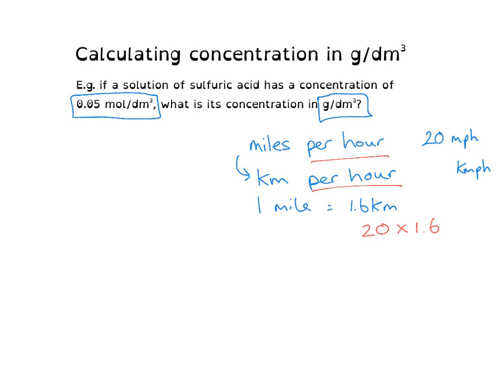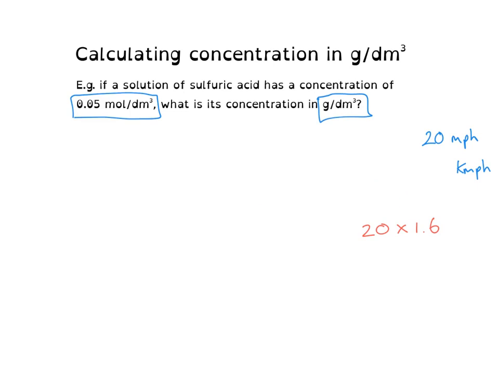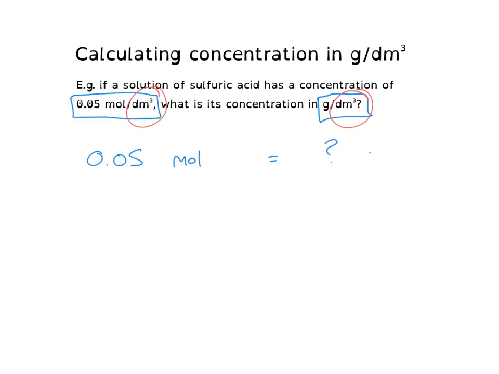So I don't need to actually really worry about the hour bit. What I mean by that is, let's get rid of all that physics, we don't need to worry about the per dm cubed bit because it's the same. So all this calculation is, I've got moles of something. How many grams does that equal? Because they're both dissolved in 1 decimetre cubed. So it's just a mass in grams question.